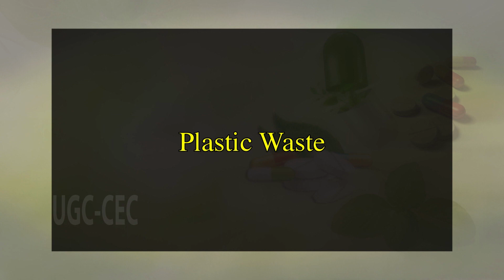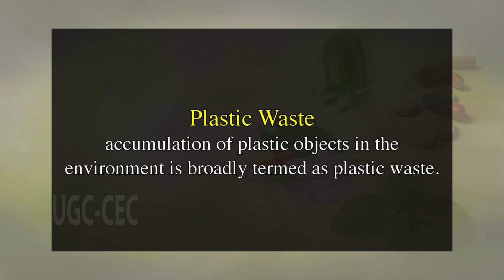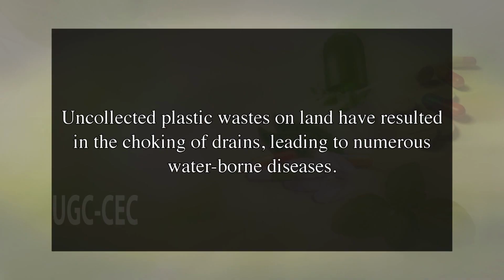Number 2, plastic waste. The accumulation of plastic objects in the environment is broadly termed plastic waste. Plastics come in different forms, and single-use plastics like plastic bags, straws, bottles, etc. are the ones that are widely used. Since these plastics are non-biodegradable, they are known to disrupt the life of all living organisms on this planet. Uncollected plastic waste on land has resulted in the choking of drains, leading to numerous waterborne diseases.